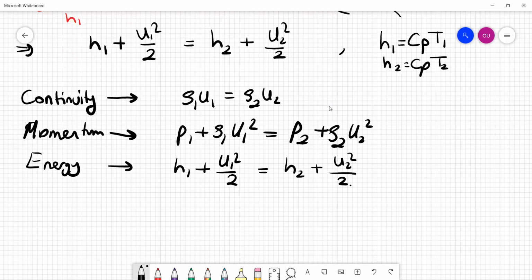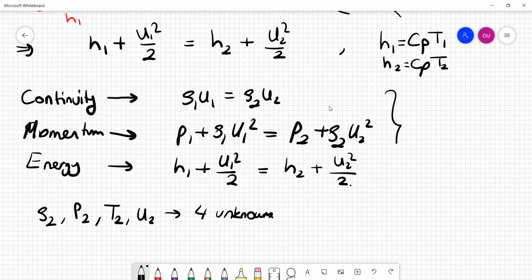Let's see how many unknowns we have here. What we are trying to calculate is, for example, ρ2, we do not know ρ2, P2 is not known, H2 or let's say T2 is not known, and also U2 is not known. We basically have 4 unknowns, but right now we have only 3 equations. Of course, we need one more equation to close the system.